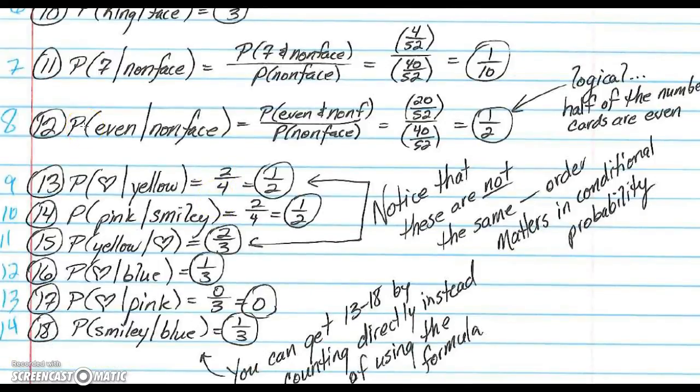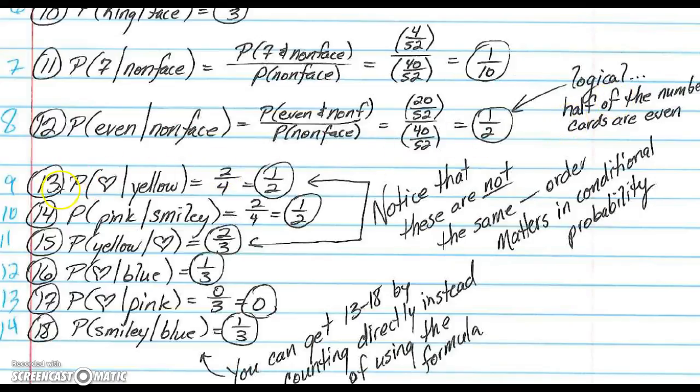Probability of getting even, given that it's a non-face card. So here we need even and non-face. So these are the 2s, 4s, 6s, 8s, 10s in each of the 4 suits, which is 20. And probability of getting a non-face we've already looked at right up there. Reduce those to 1/2, which makes sense because half of those numbered cards are even, assuming that ace is a 1.